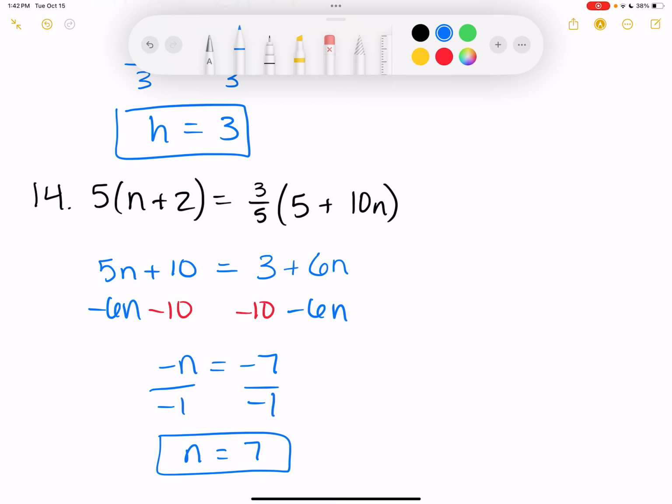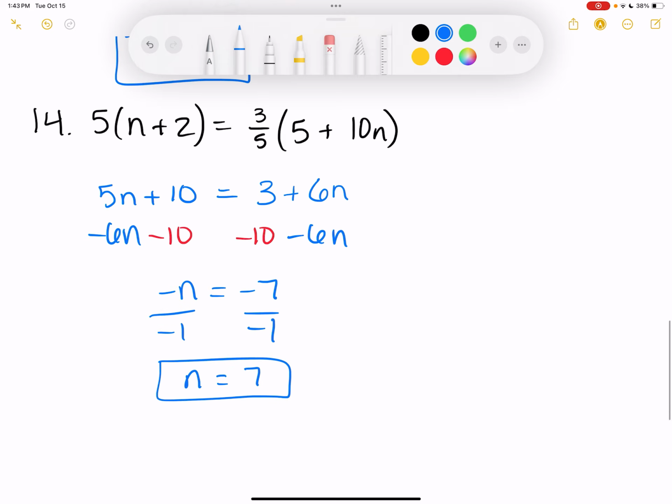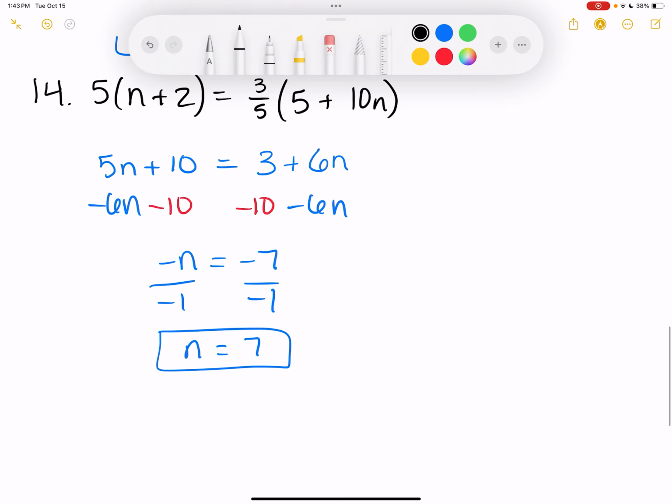All right, so now we're going to move into ones that say solve the equation if possible. If you see that, that means that some of them may produce no solution, some may produce the identity, and some may just produce a number like what we've been getting. Okay, so let's start out with 18.